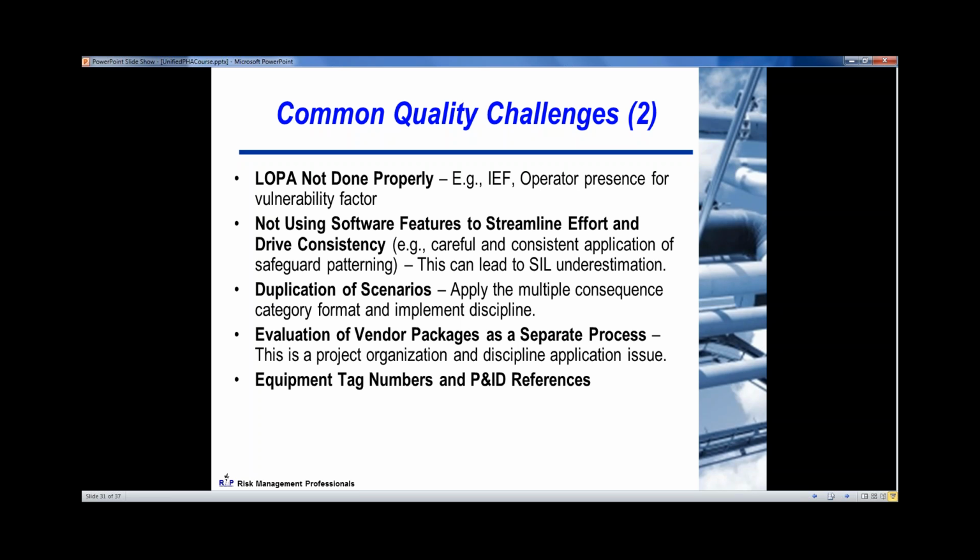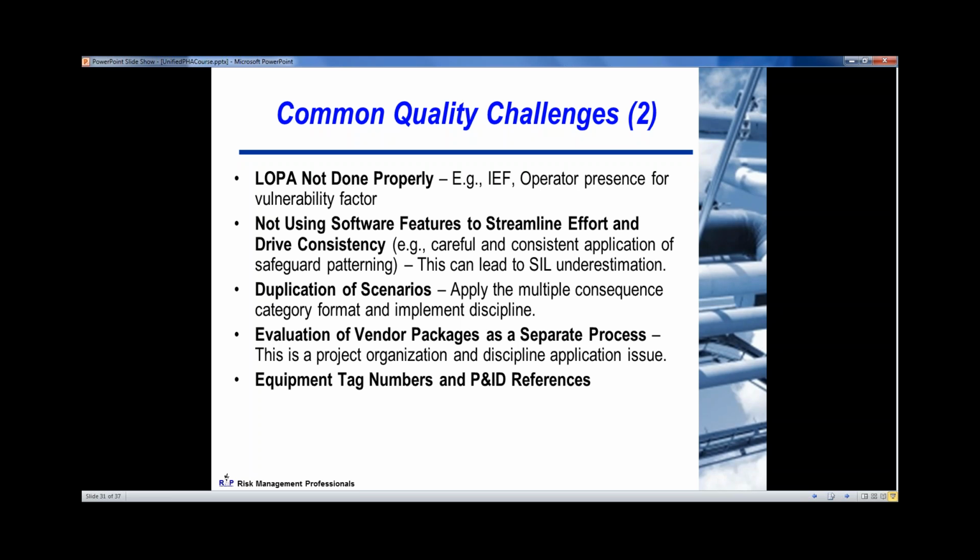Okay, duplicating scenarios. Again, very time consuming. If you keep analyzing the same thing over and over again, you're probably not going to have any new conclusions. All you're going to have is a big mess in your HAZOP where you've got multiple scenarios with different answers. And then later on, you're going to be trying to figure out what's the correct answer.